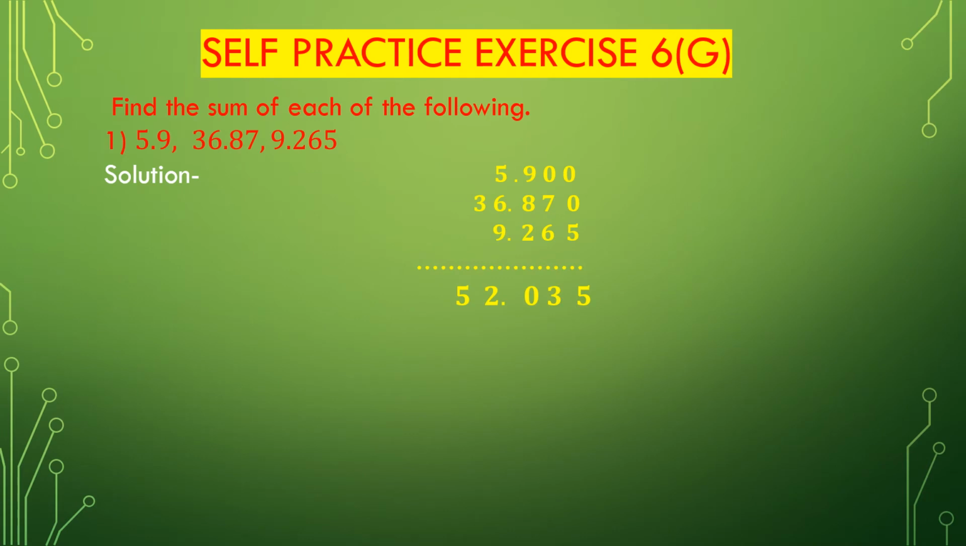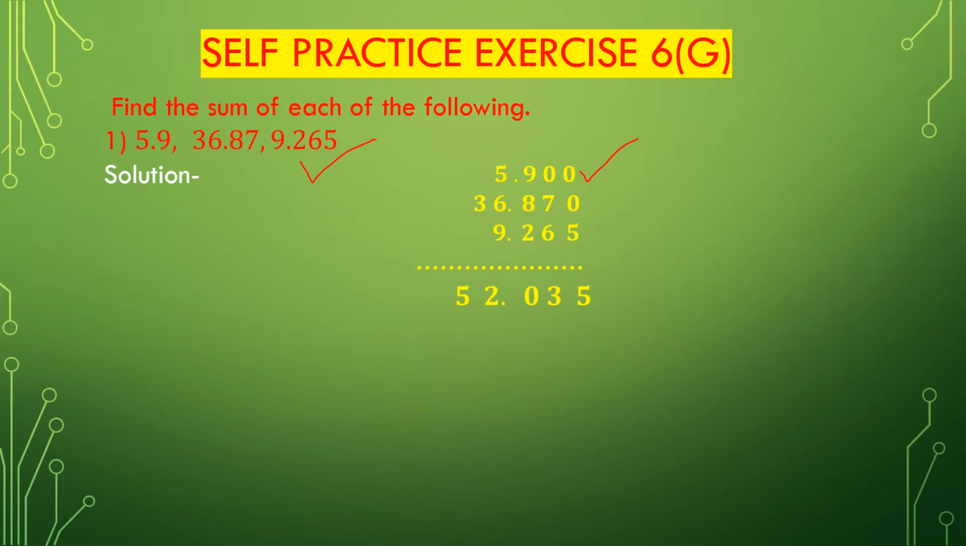Now we'll solve question number 1. Question number 1 is find the sum of each of the following. The decimal values given are 5.9, 36.87 and 9.265. Here the maximum number of decimal places is 3, in 9.265. After decimal point there are 3 digits. 5.9 has only one digit, so we have to add 2 more zeros in 5.9. Now 5.9 becomes 5.900.